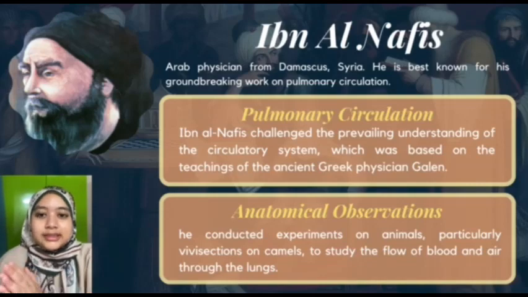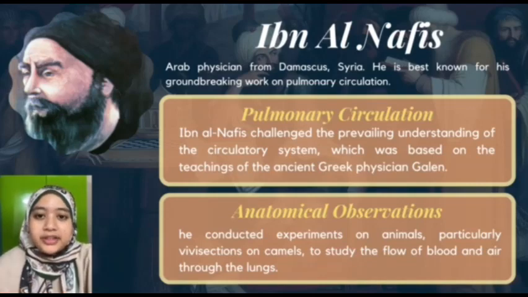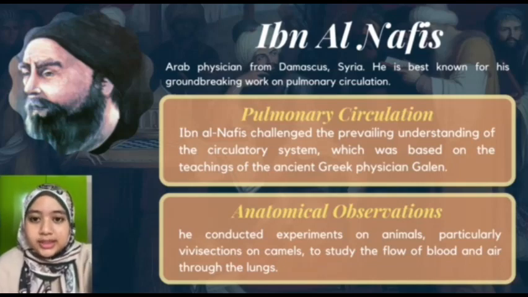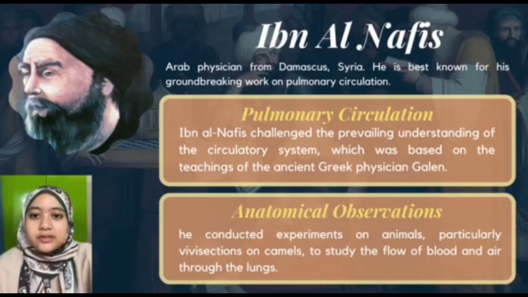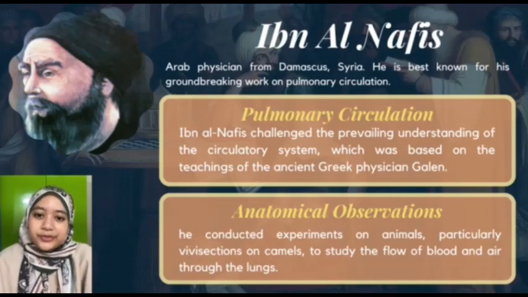Although human dissection was prohibited at the time, he conducted experiments on animals, particularly vivisection on the camels, to study the flow of the blood and air through the lungs. His observation and experimental finding provided evidence for his alternative theory.